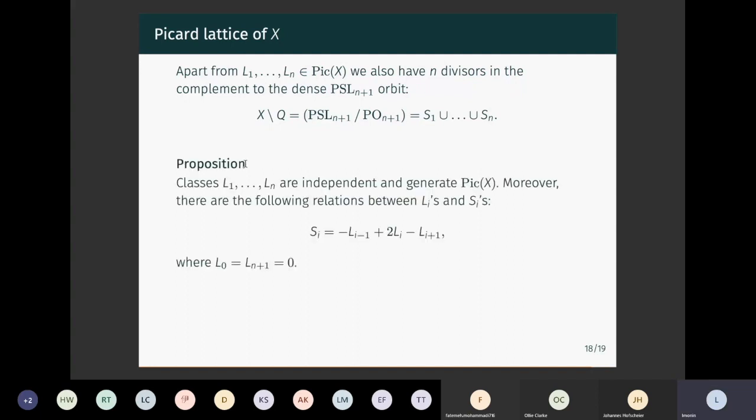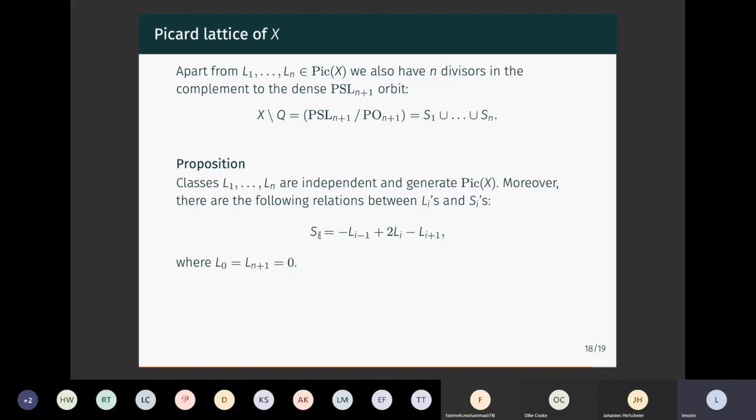And also we have, yeah, so this proposition is kind of classical. It says that L1 up to Ln are independent, and they do generate the Picard group of X. Moreover, you can see relations between the Li's and Si's: Si is equal to minus Li minus 1 plus 2Li minus Li plus 1, where we just take L0 and Ln plus 1 equal to 0, just formally.